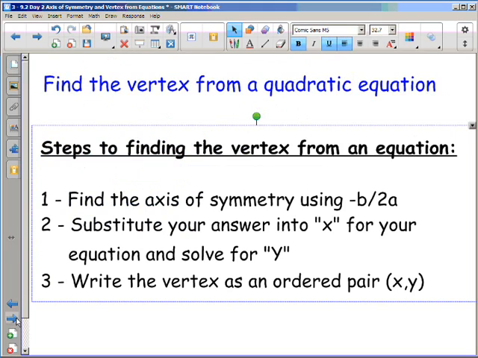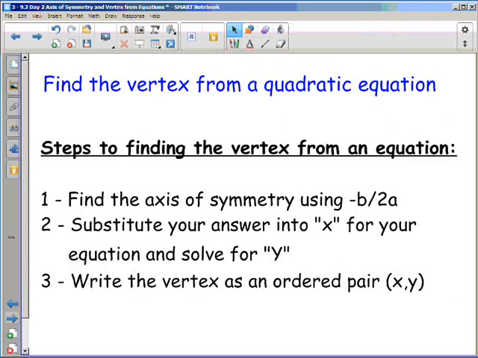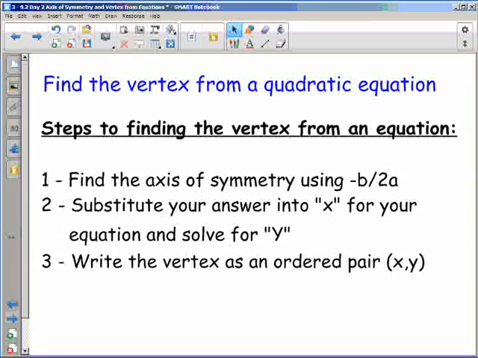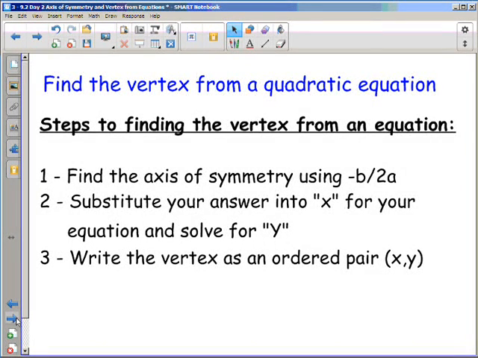So now we're going to take that one step further, and we're going to find the vertex from the equation. It takes 2 more steps. So far we've done step 1, find the axis of symmetry using negative b over 2a. We've checked that off our list. We know how to do that, right?